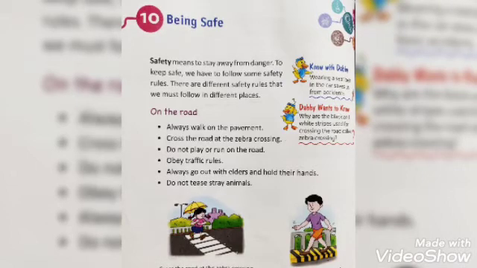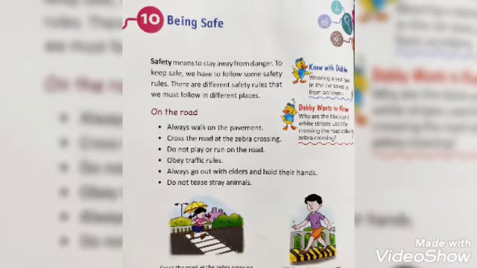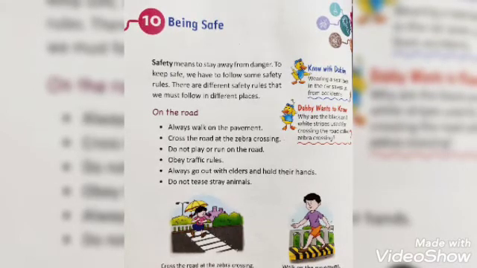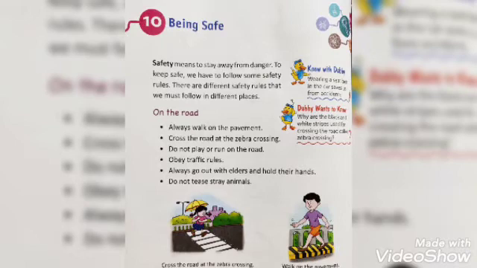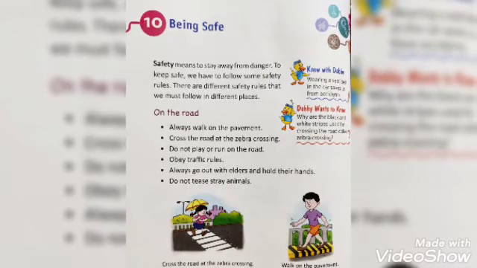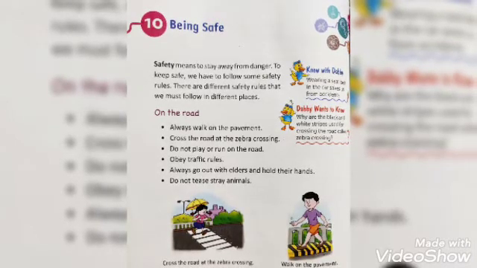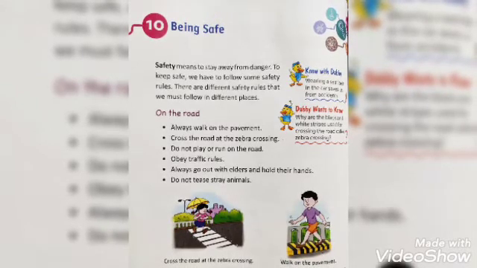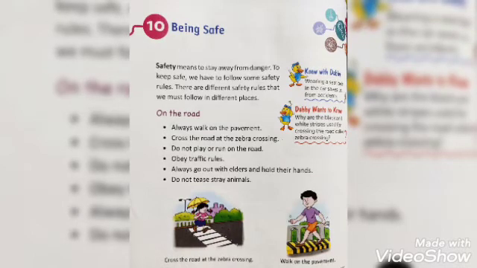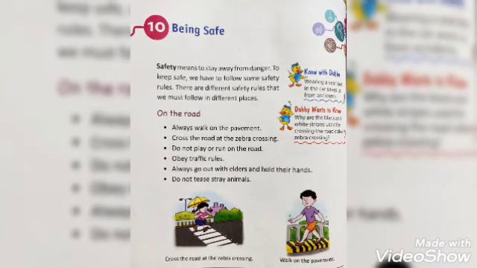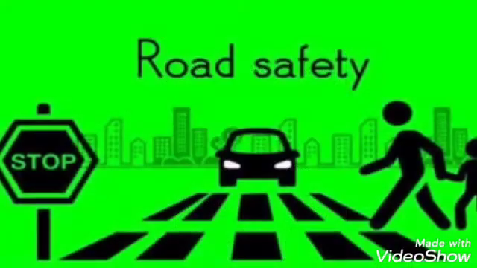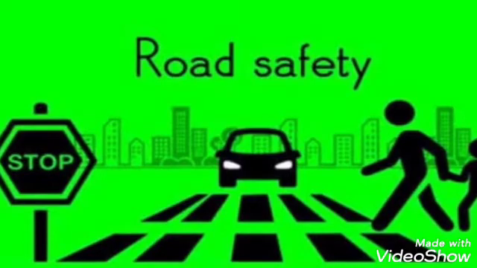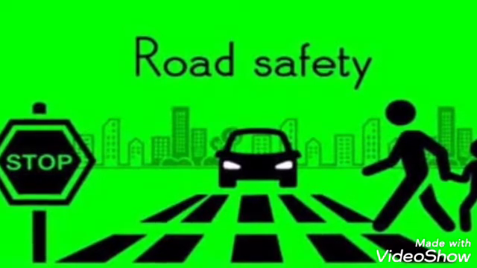Our next rule to be followed while walking on the road is: cross the road at the zebra crossing. Now children, many a times we need to cross the road to go from one side to the other side. While crossing the road, we must use the zebra crossing.